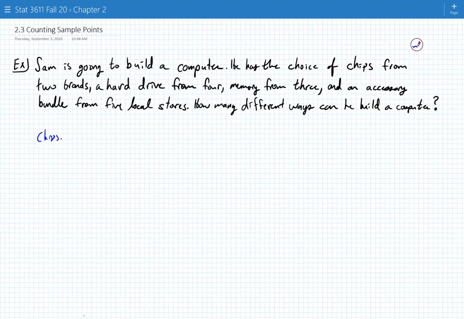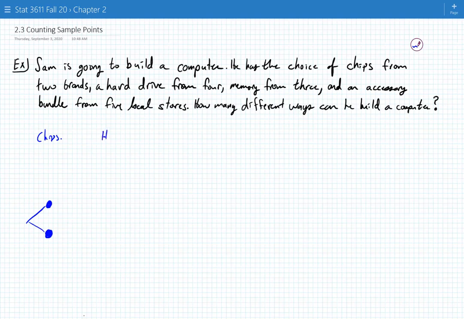We don't even need to necessarily name them because I'm just going to put a sample point here, real quick. So there's 2 options there, right? Now a hard drive from 4. So for each of these, he could have 4 different hard drives, right?